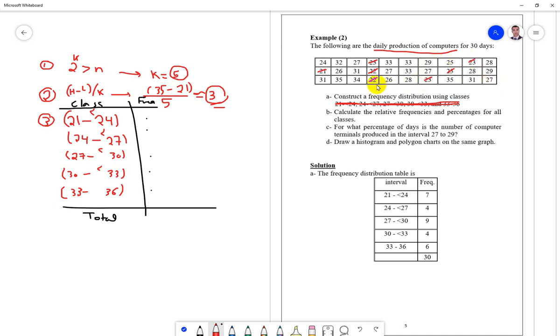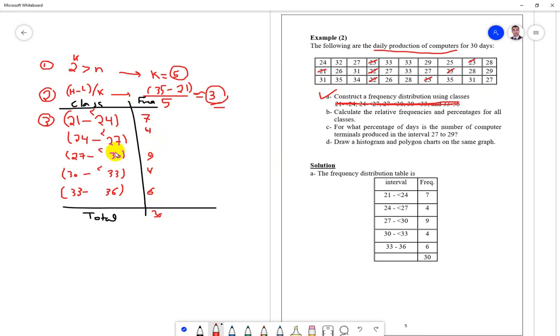Now 1, 2, 3, 4, 5, 6, 7. So I have 7 values for the range from 21 to less than 24. Just write the frequency equal to 7. You can do that for the other classes. The second class has frequency 4, the third has 9, the fourth has 4, and the last one has 6. And then the sum of these values equals 30. So now we have answered question A, how to construct the frequency distribution.